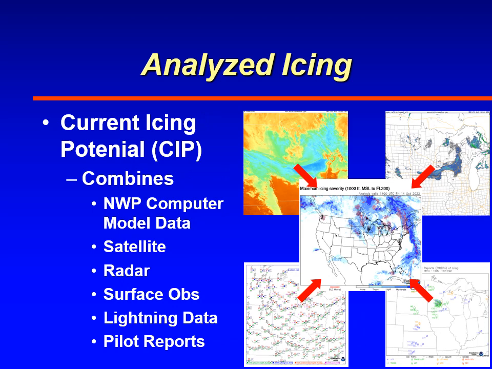The Aviation Weather Center does this through the current icing potential, or the CIP. It involves no humans. It takes data, specifically computer model data, satellite imagery, radar imagery, surface observations, lightning data, and pilot reports. And it filters all that information to produce a product which shows you at that specific time where the greatest probability of icing is and also the greatest severity of icing is.